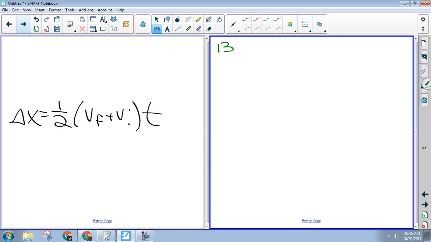All right, so 13. A car is traveling at 15 meters a second on a horizontal road. The brakes are applied, and the car skids to a stop in 4 seconds. What's the coefficient of kinetic friction between the tires and the road? Okay, so can we pull up the side convos, please?